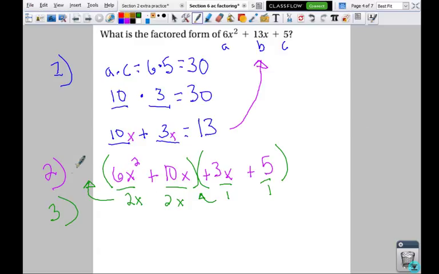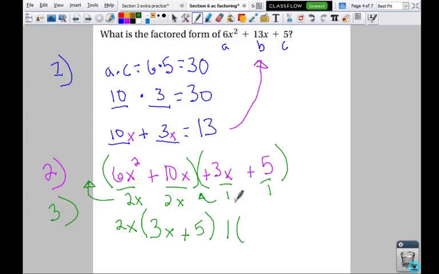So I'm going to factor out a 2x, and then I'm going to have left over, what's 6 divided by 2? 3. What happens with x squared over x? Just the x left over, right? And then I'm going to go plus 5. 10 divided by 2 is 5, and the x's cancel out. Very nice. And then it's 3x plus 5. And then I factored out a 1.